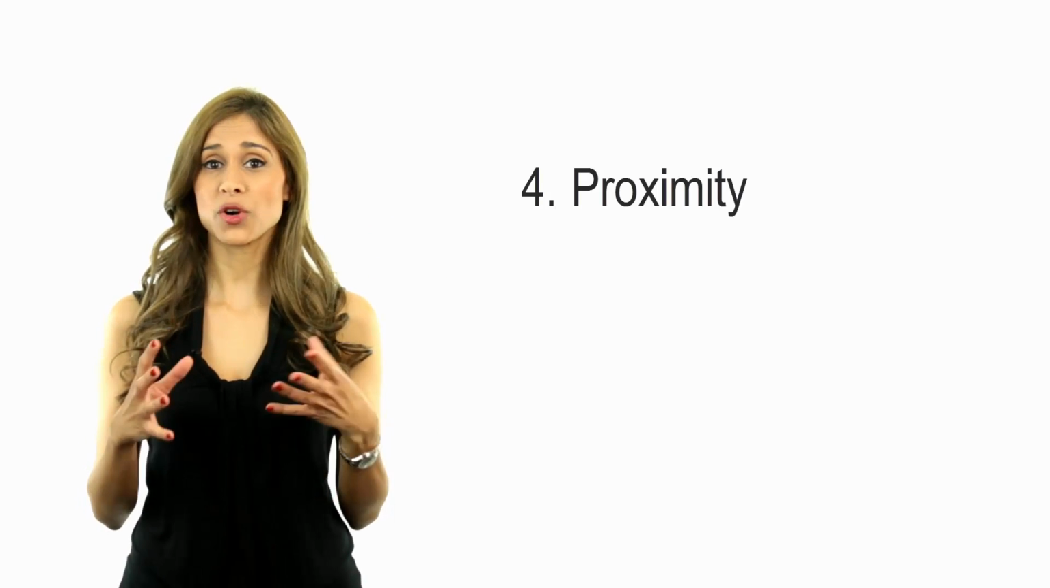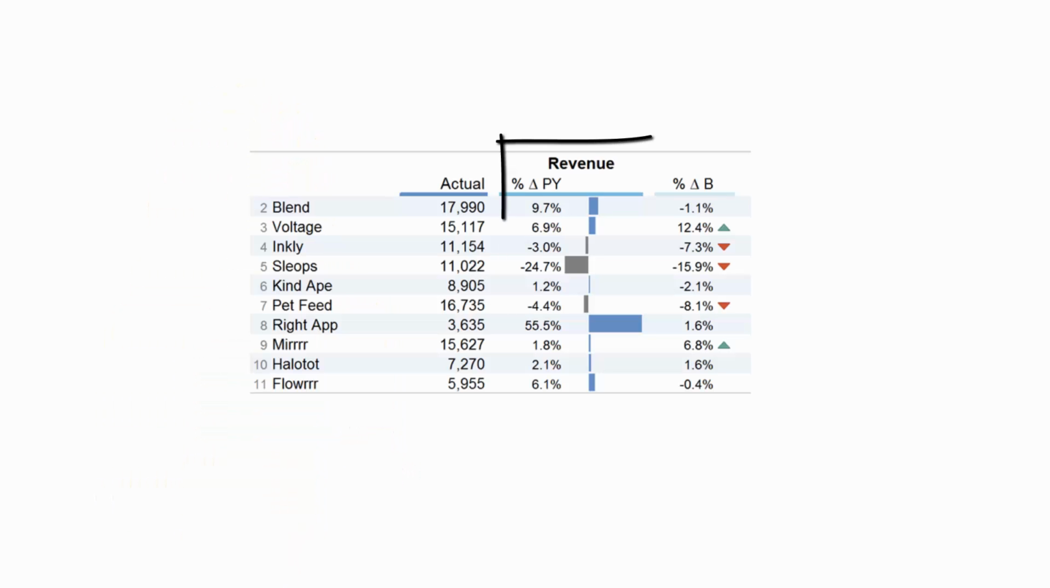Number 4 is proximity. Proximity organizes content. It creates focal points. Another way of looking at proximity is grouping. Its opposite is separation. So this example shows the metric percentage change to previous year grouped with its visual, which is the conditionally formatted bar chart, to imply that they are connected.